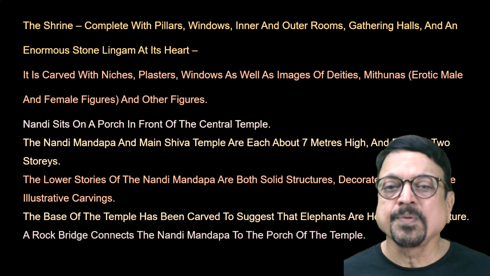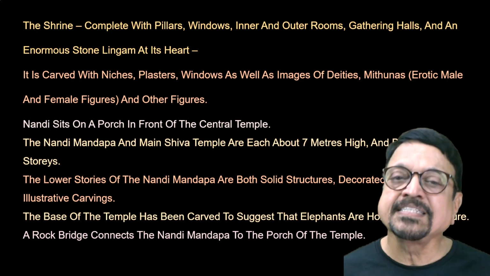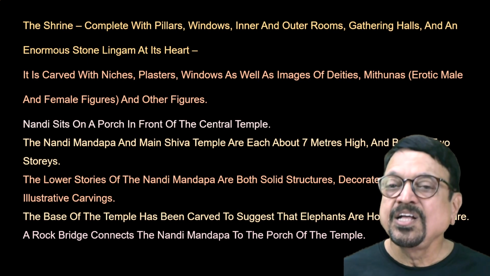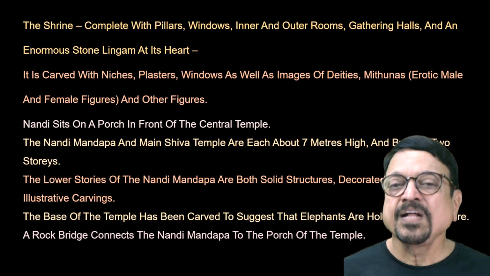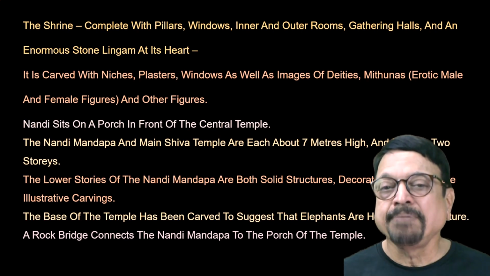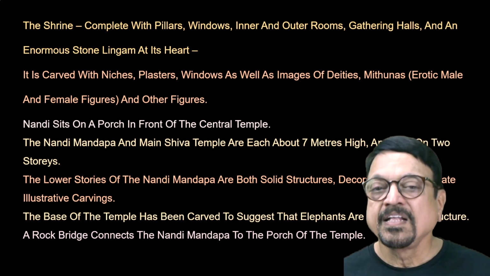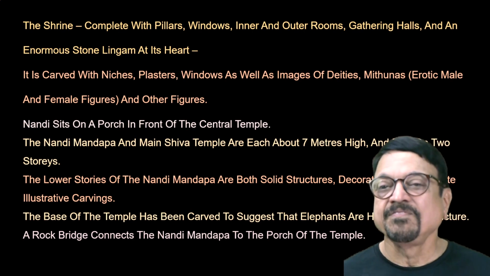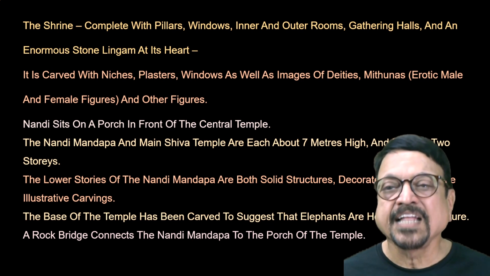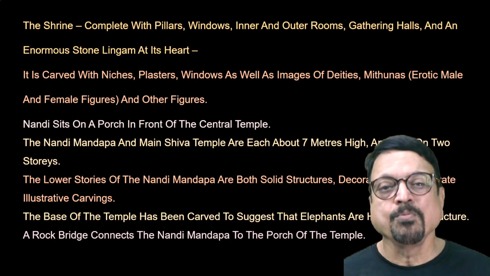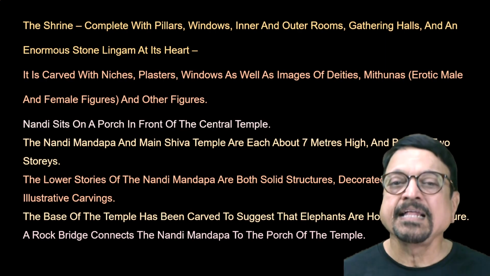The lowermost portion of the temple where elephants are carved is the Gajapatti, and the usual concept is that it speaks of strength, that the temple is shouldered or borne by strong elephants, and also the elephant is a symbol of royalty. Now, a rock bridge connects the Nandi Mandapam and the porch, that is the Gopuram. Here the Gopuram is slightly smaller than the main temple.